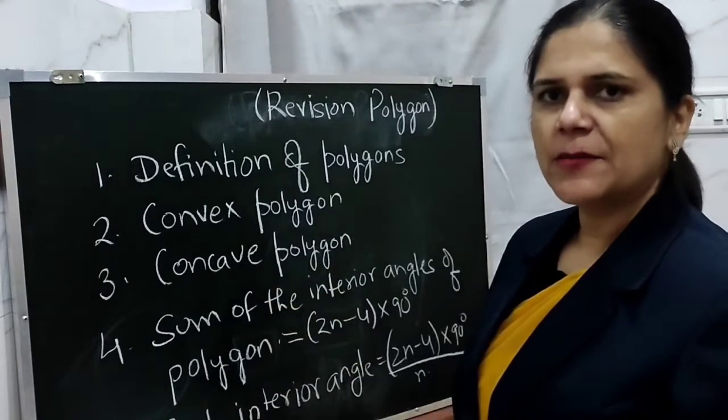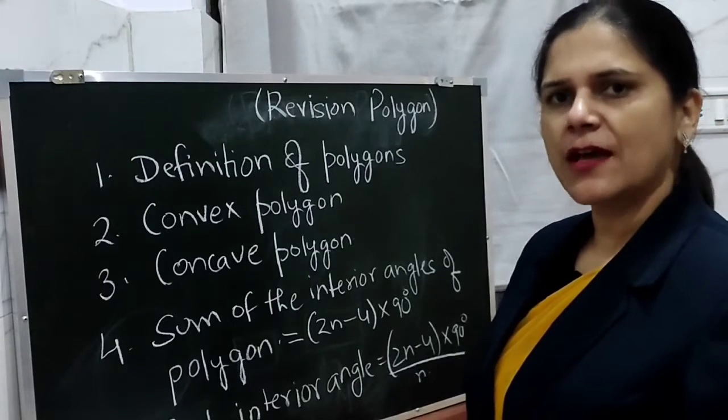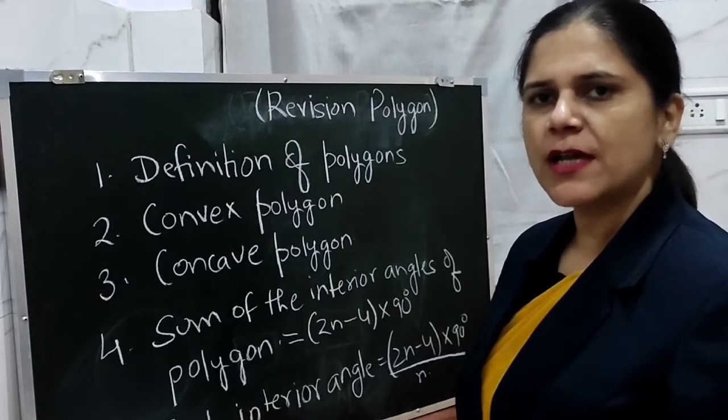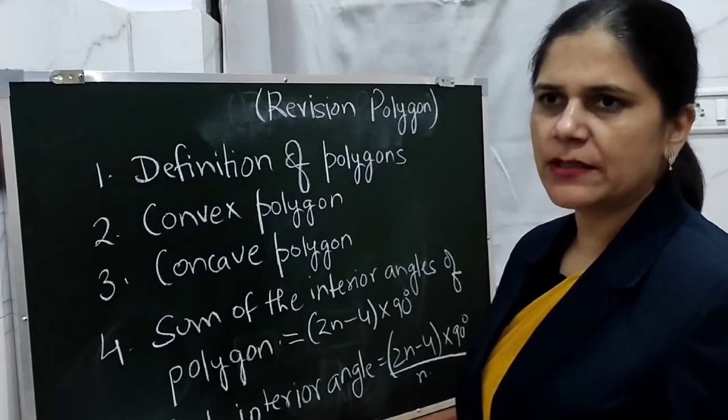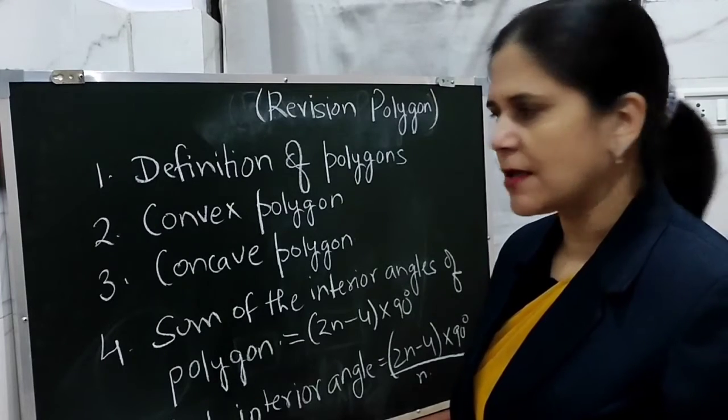According to the line segments only, polygons can be categorized like triangles. A triangle has three sides, so it is named as triangle. A four-sided figure is named as quadrilateral. A polygon which has five sides is named as pentagon.